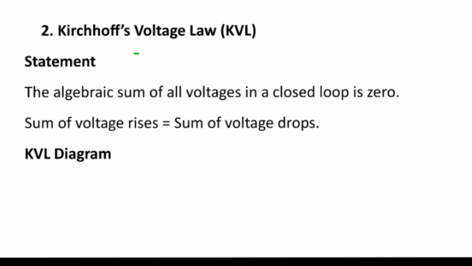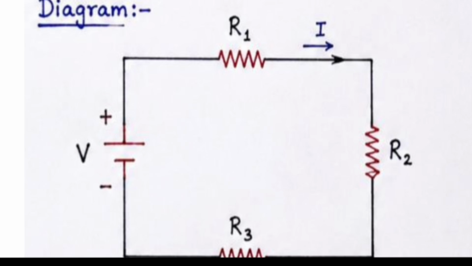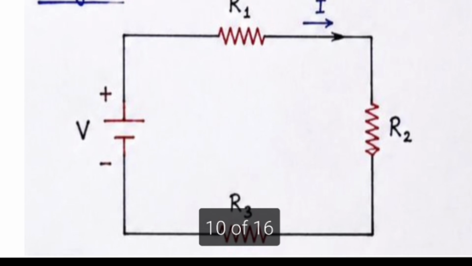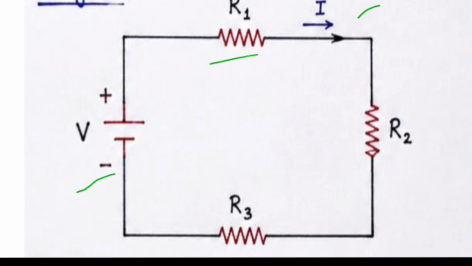In the same way, Kirchhoff voltage law. Coming to the statement: algebraic sum of all the voltages in a closed loop is 0. So the sum of the voltage rises will be equal to the sum of the voltage drops. Coming to the Kirchhoff voltage law diagram, there is a source voltage, current, resistor R1, resistor R2 and resistor R3.